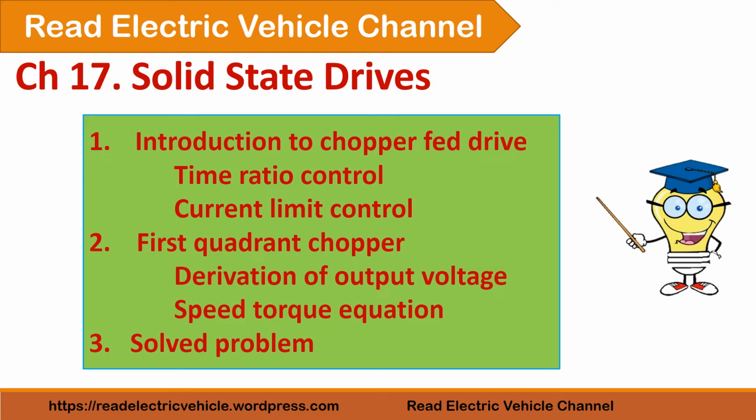In this video, we will see about the introduction to chopper fed drive. In that, we have time ratio control and current limit control, two control strategies used in chopper fed drives. Then we will see about the operation of a first quadrant chopper, then how to derive the output voltage and speed torque equation for the first quadrant chopper. Then you have a numerical problem which is solved with step-by-step procedure.